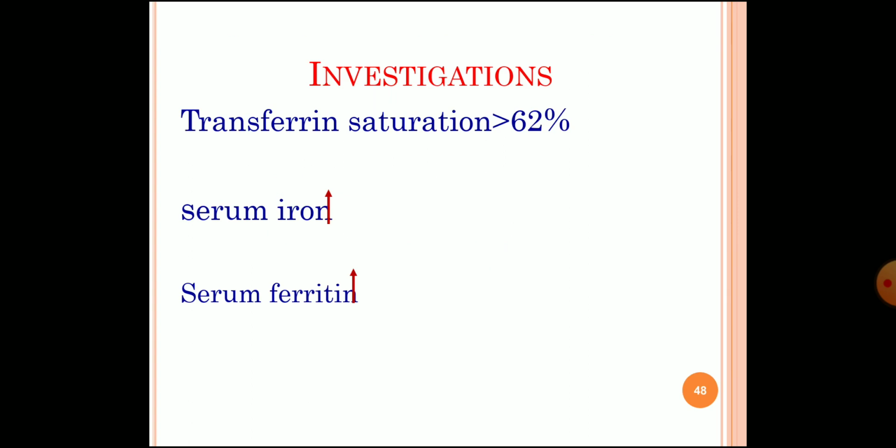Investigation: how will you find out the iron toxicity? Transferrin saturation is more than 62%. Serum iron will be increased. Serum ferritin also will be increased. So transferrin saturation is usually one-third, and it will be more than 62.